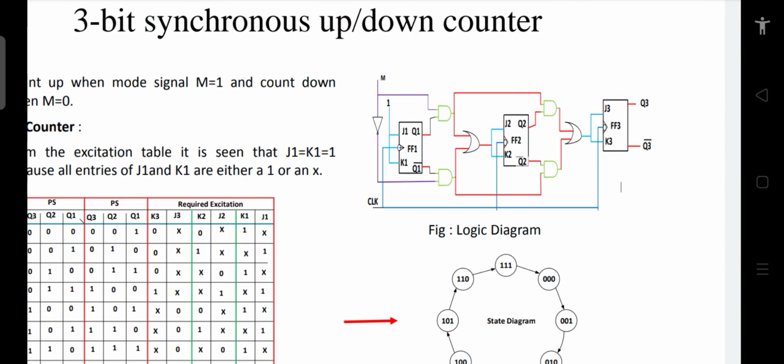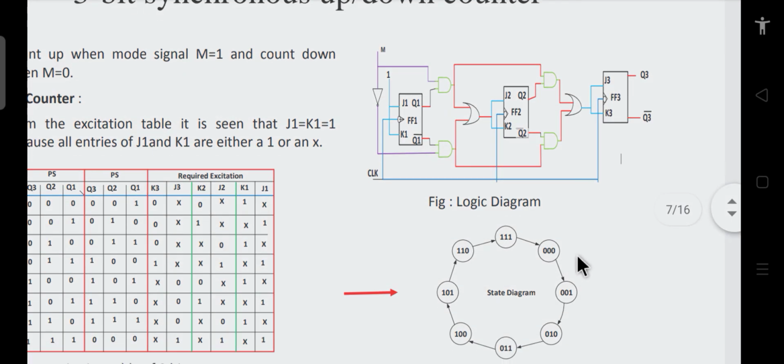Similarly you can verify it for the other inputs, J3 K3 and J2 K2. This is J1, this is Q1 and this is Q2. Q1 and Q2 are coming, and this circuit is activated when M is equal to 1, whereas this circuit will be activated when M is equal to 0, and this will be Q2 bar and this is J2 bar. Q1 bar and Q2 bar are coming like this, and this will become the input to the next flip-flop. So you understood the procedure.